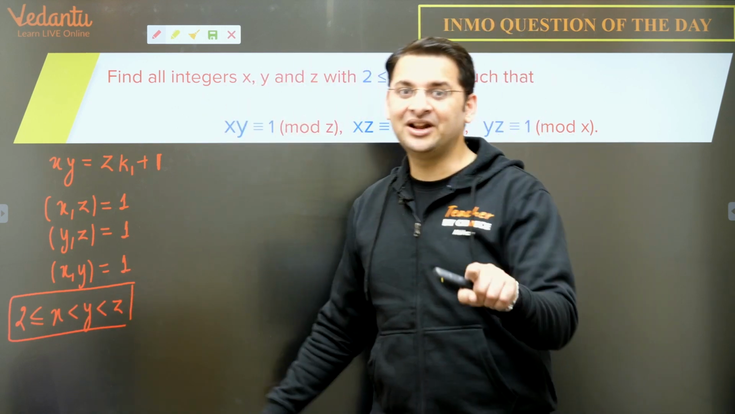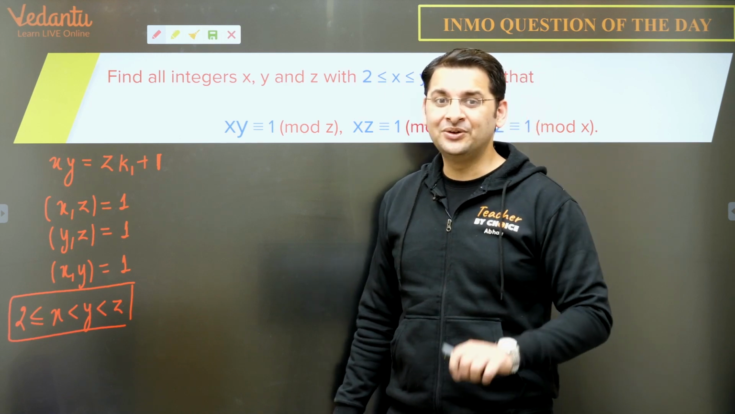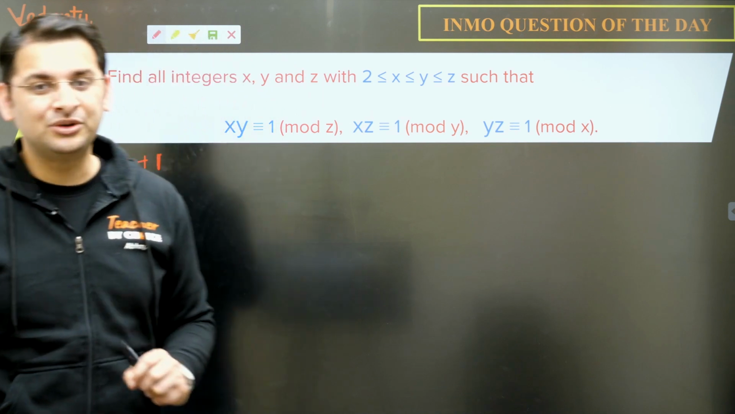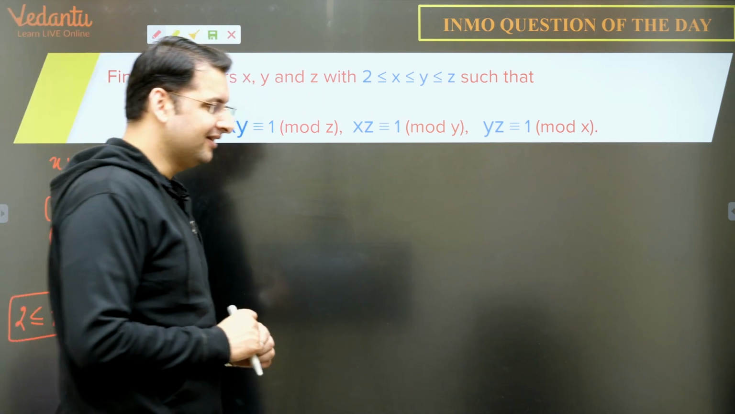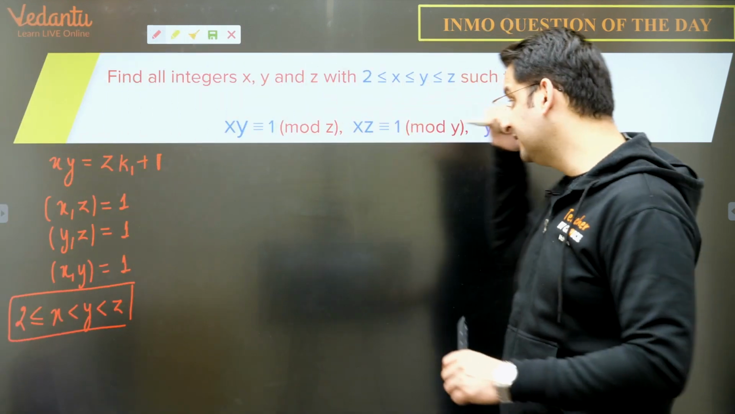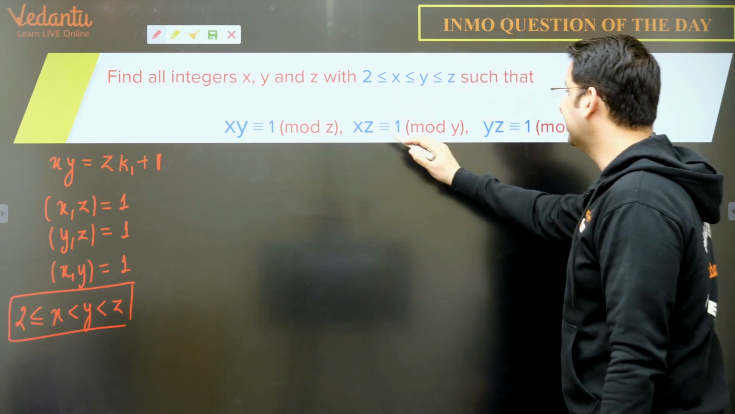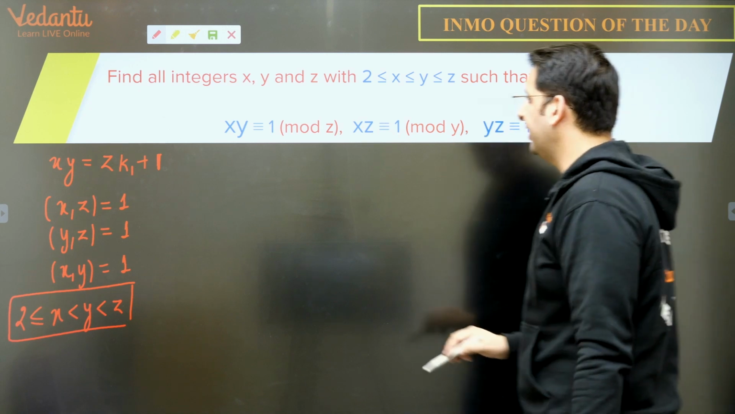You can pause this video now. Right now, pause and see what other hints and progress can be made. Try this for 5 to 10 minutes before resuming this video. Right? Let's go. Now, xy is 1 mod z, xz is 1 mod y, yz is 1 mod x.